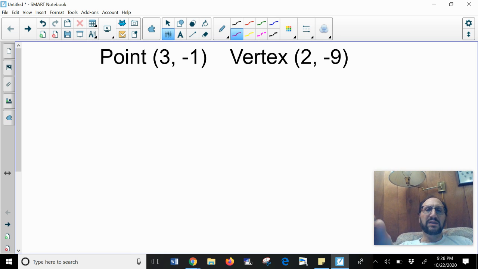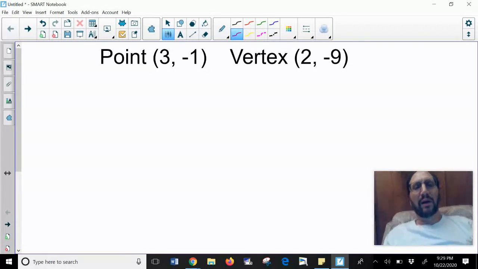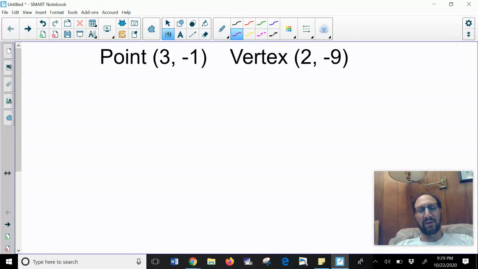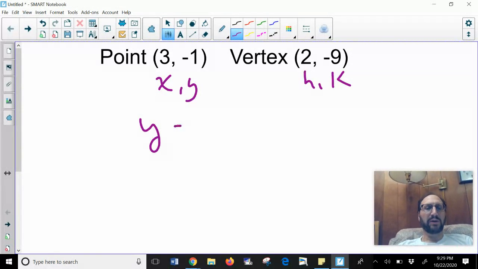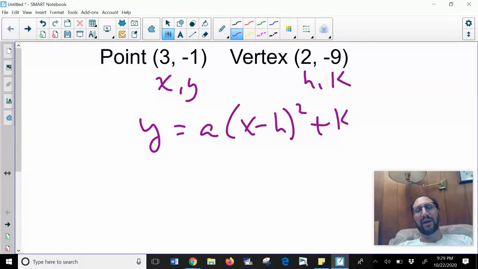So this is help with 223, which is taking a point and a vertex and creating an equation in vertex form, and then converting that equation to standard form. First thing to know about a point is that the point represents an xy, and the vertex represents an hk. And what we're trying to do is create an equation in vertex form, which has an xy and an hk, but it also has an a value.